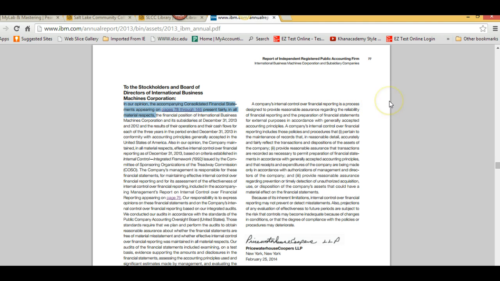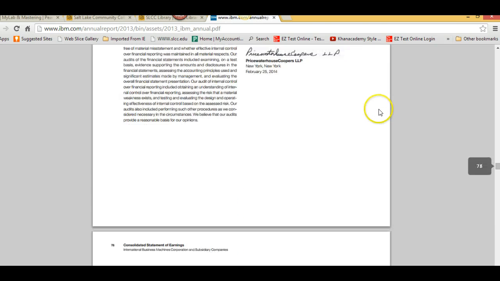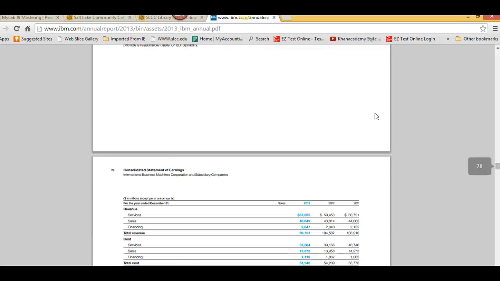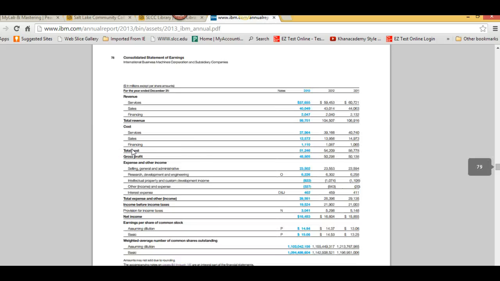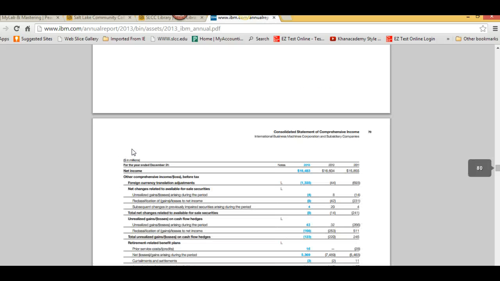If you're going to use an annual report, it's always important to know what the auditors have to say about the information before you rely on it. Next comes consolidated statement of earnings, or the income statement. That's not the star of our chapter.